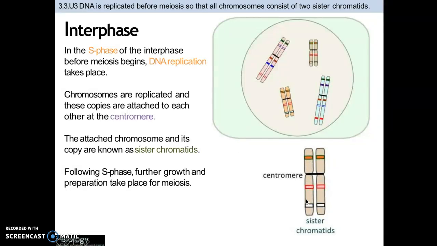So this is the sister chromatid of this. This is the sister chromatid of this. After the S phase, you're going to get more growth and preparation for meiosis.